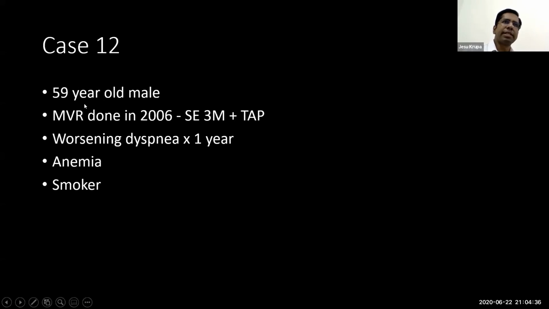So the next one is a 59-year-old female. MVR was done in 2006. This is a Starr-Edwards valve, and she's also had a tricuspid annuloplasty. She comes with worsening anemia and worsening dyspnea. She has anemia, and she's also a smoker. So a gradual worsening of dyspnea. Starr-Edwards valve done a long time ago, and tricuspid annuloplasty. Most likely that would have been a suture annuloplasty without a ring.